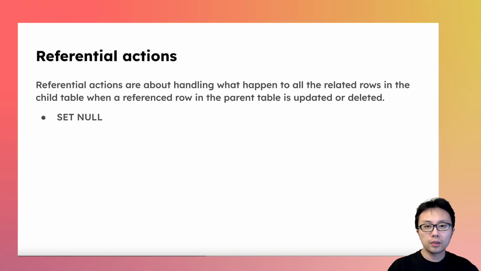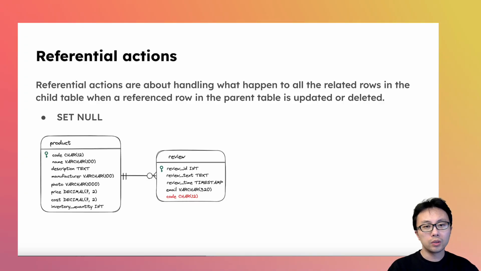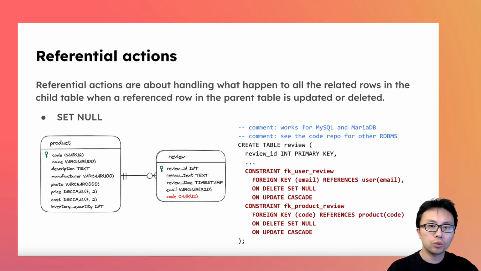For example, if setNull is used as the referential action type, when the product record is deleted, any review rows that reference the product record will have their product code value set to null. To use this type of referential action for delete, setNull should follow the onDelete clause in the corresponding foreign key constraint. As you can see from this example, onUpdate is followed by Cascade, which handles the modification in the parent table differently from the deletion.